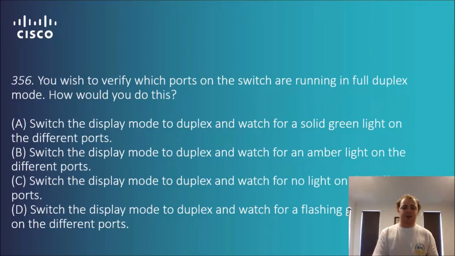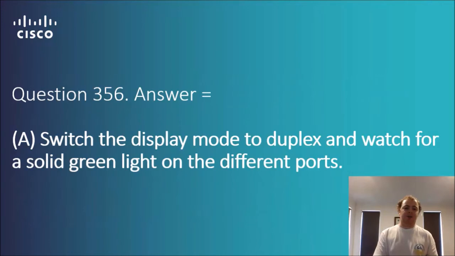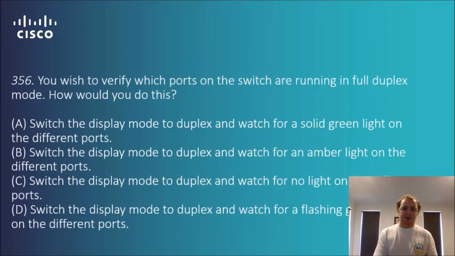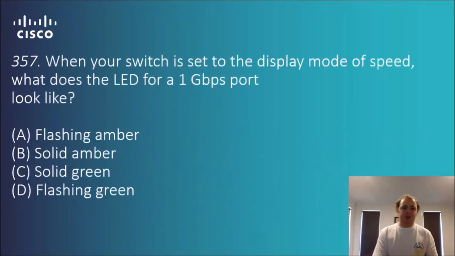Alright, so what we're going to try and achieve here, if they're running full duplex mode, they're going to be flashing. So the answer, flashing green, sorry. The best way to figure this out would be A. Switch the display mode to duplex and watch for the solid green light on different ports. Obviously if it's data transmission and they're in full duplex mode, they're going to be flashing green, so green would be the next best bet there. And obviously if there's no light, it'll be running at a lesser speed. Amber means there's something wrong or the port's disabled, as we saw earlier.